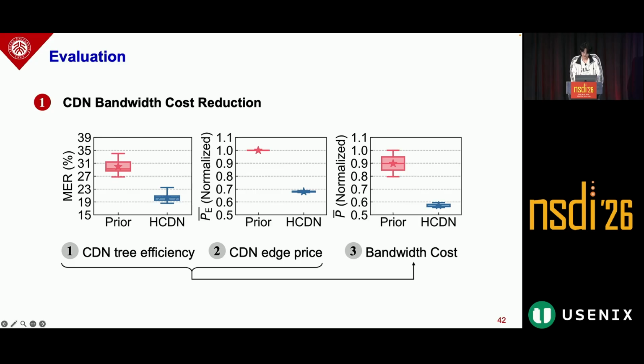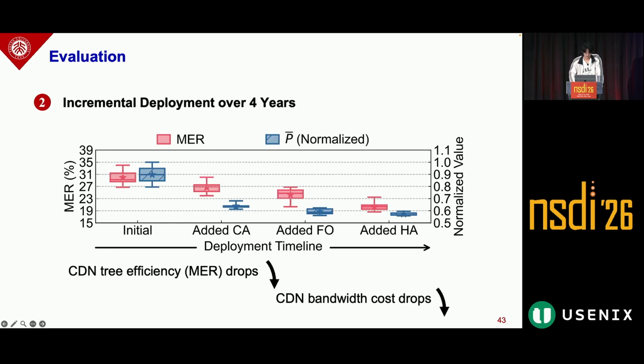HCDN has been deployed globally. Compared to our old system, it reduces the migress-egress ratio and lowered the average edge price and reduces overall bandwidth cost by over 30%. The incremental deployment of HCDN over the past 4 years shows the impact of the system.